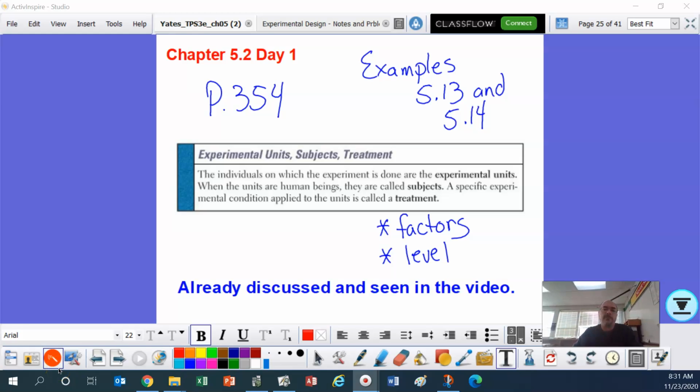So we're looking at chapter 5.2, day 1. All right, so we're starting off with page 354 in your book with experimental units, subjects, treatment. The individuals on which the experiment is done are the experimental units. When the units are human beings, they are called subjects. A specific experimental condition applied to the units is called a treatment.